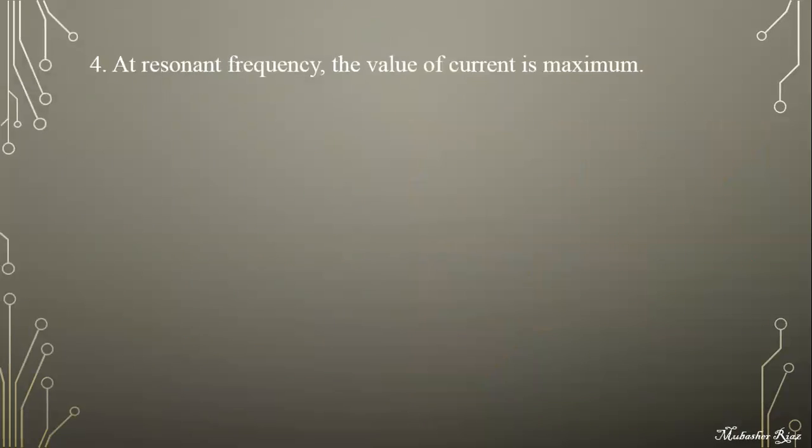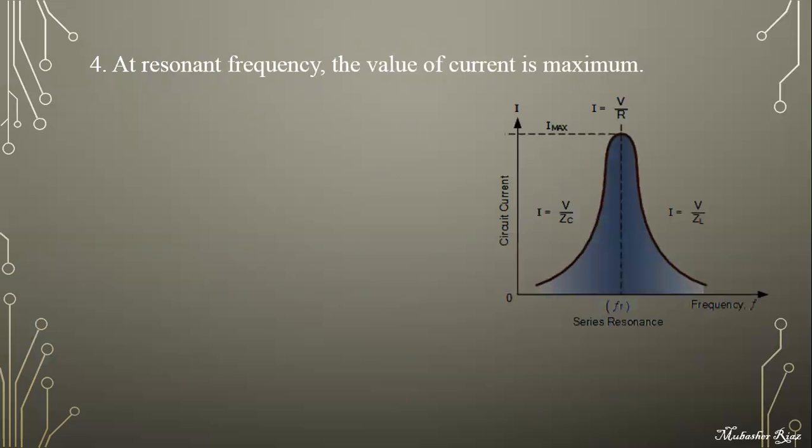In characteristic number 4, at resonant frequency, the value of current becomes maximum because the impedance of the circuit is minimum. क्योंकि impedance कम है तो current maximum होगा, और इसको भी आप इस ग्राफ की हेल्प से डिस्प्ले कर सकते हैं. So this is the resonant frequency. At this resonant frequency, the value of current is maximum, and it can be written as I₀ equal to V₀ over R, where I₀ and V₀ are the peak values of current and voltage respectively.